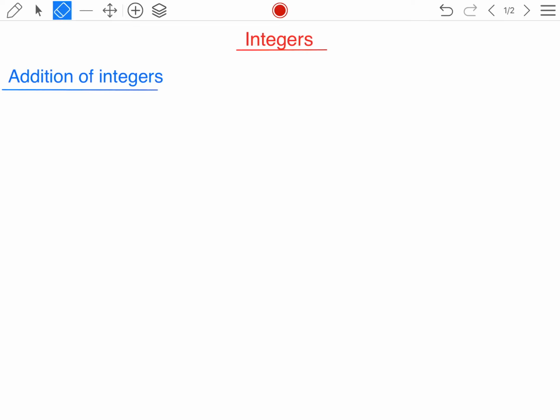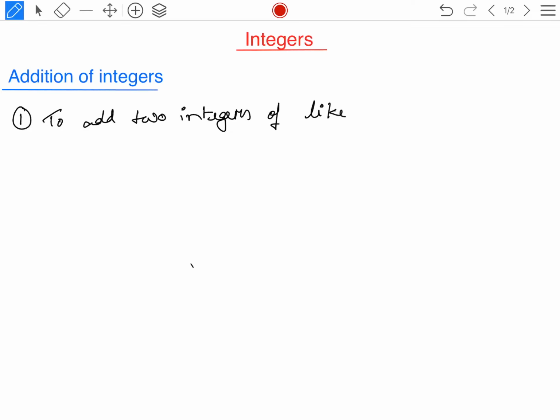So there are two rules for addition of integers. The first rule is to add two integers of like signs. First we'll discuss this one, then we'll move to the second rule. So how to add two integers of like signs? Look at one example.